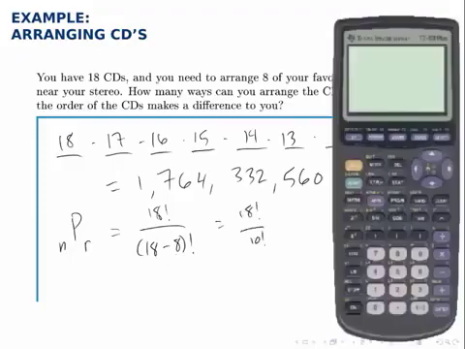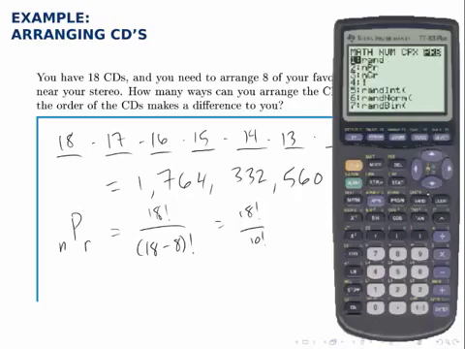And if you pull up the calculator and type in 18 and then go to the math menu, scroll over to the probability menu and down to number 4 for the factorial, and then divide that by 10 factorial, go over to the math, over to probability, number 4, we get the same answer, 1,764,322,560.